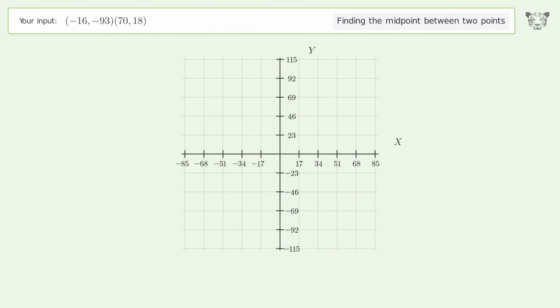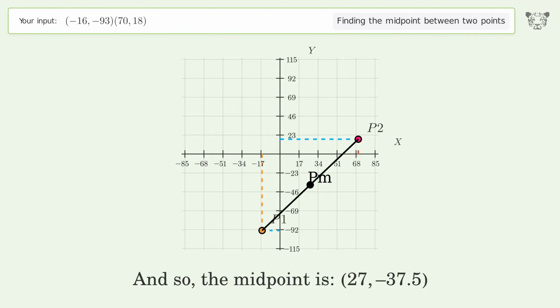And so, the midpoint is 27, negative 37.5.